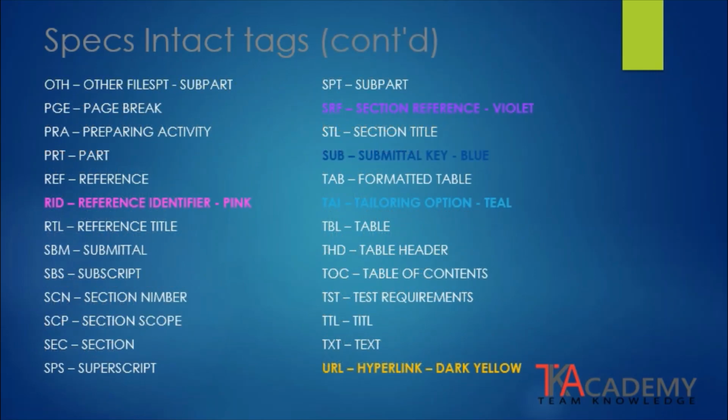Tags are key in generating the quality check reports at the end. The tags that are key in the cross-reference and quality checks are the reference identifier, which is indicated in pink text, the section reference, which is indicated in violet, the submittal key, which is indicated in blue text, and the tailoring options, which are indicated by teal. Hyperlinks may also be included in Specs and Tact, and these tags are indicated by dark yellow.